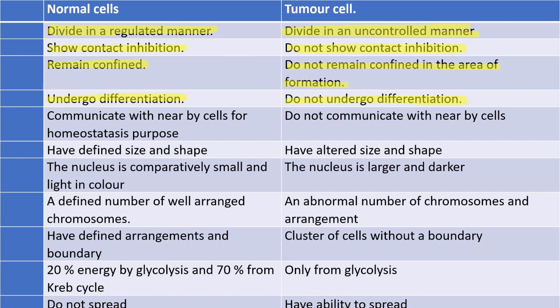This normal cell can communicate with nearby cells for homeostasis purposes. They contact their neighbors for homeostasis, while the tumor cells do not communicate with nearby cells. Normal cells have a characteristic size and shape. They have a proper size and shape, while tumor cells have an altered size and shape. The size and shape of tumor cells are not proper as compared to the original cells.